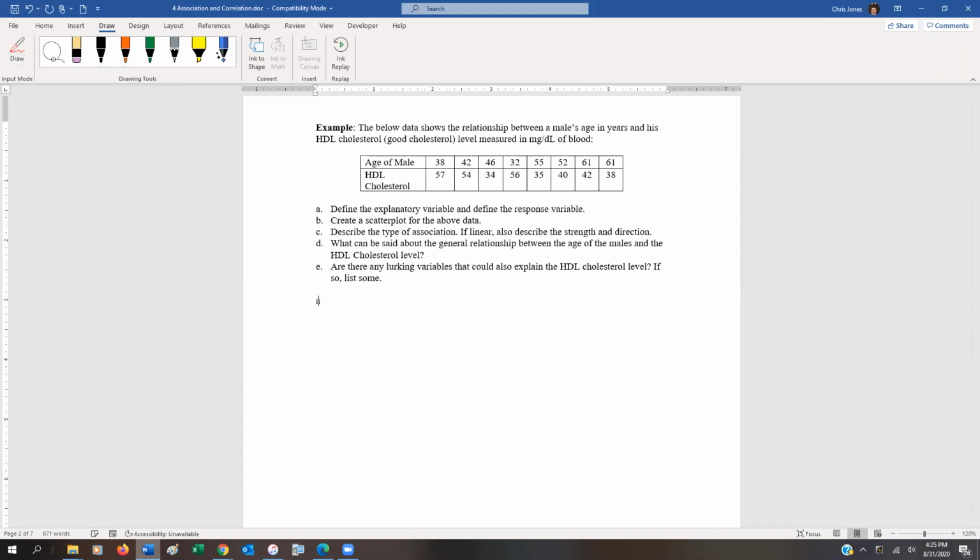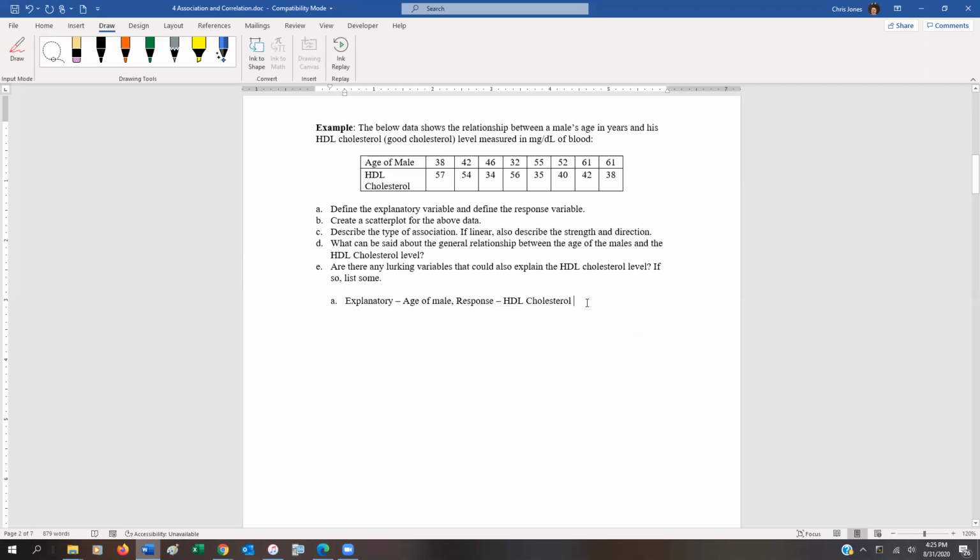So for letter A, I think it's pretty obvious that the age is going to be the predictor of the HDL cholesterol level. All right, so we're going to say that the explanatory variable is going to be the age of the male, and the response is going to be the HDL cholesterol. And I know I spelled it wrong.